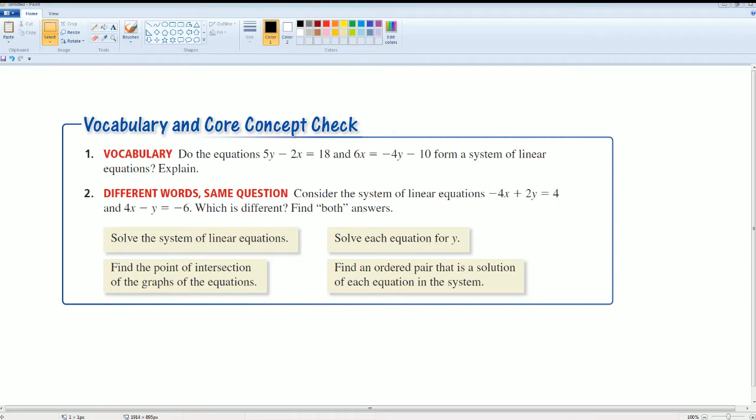Alright, welcome. This is the 5.1 solving by graphing systems of equations for IM1 honors. Here's the homework solution. The first one is just a vocab check and a core concept check.